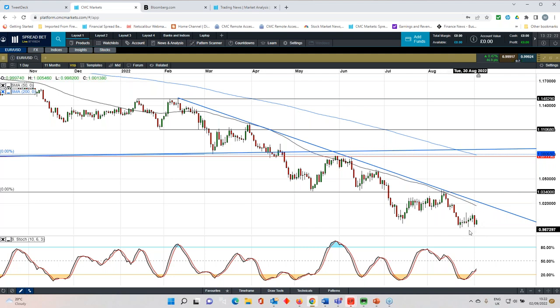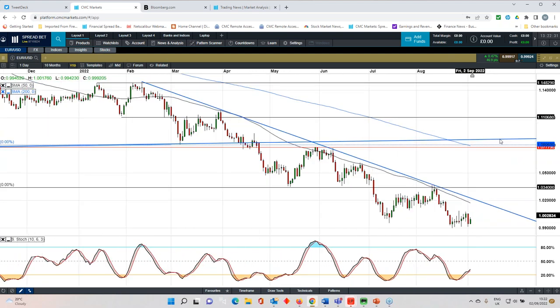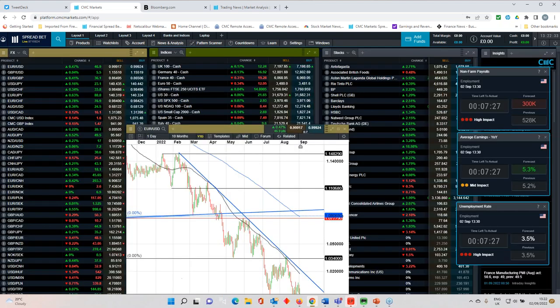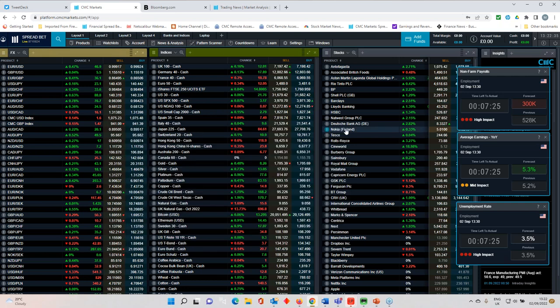We may find there are a few stops below 99, given the fact that we've held above it on three different days. So we could see a little bit of stop selling, but overall, the direction of travel for euro dollar remains towards the downside.